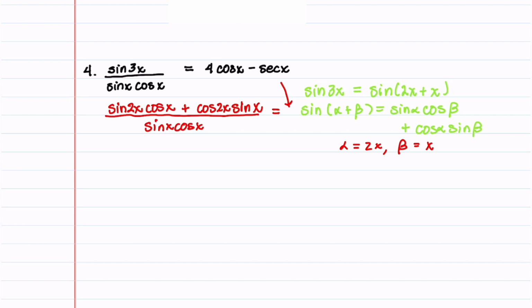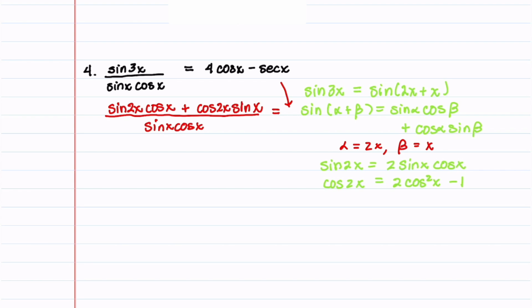So what we need to do now is get our left-hand side to just have sine and cosine in terms of x. So we'll remind ourselves that sine 2x is equal to 2 sine x cosine x, and cosine 2x is equal to 2 cosine squared x minus 1. So hang with me. I know this is a hard one, but we can get through this.